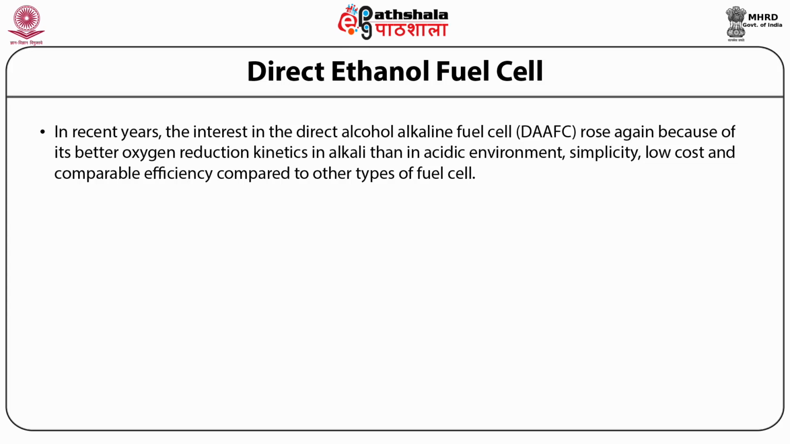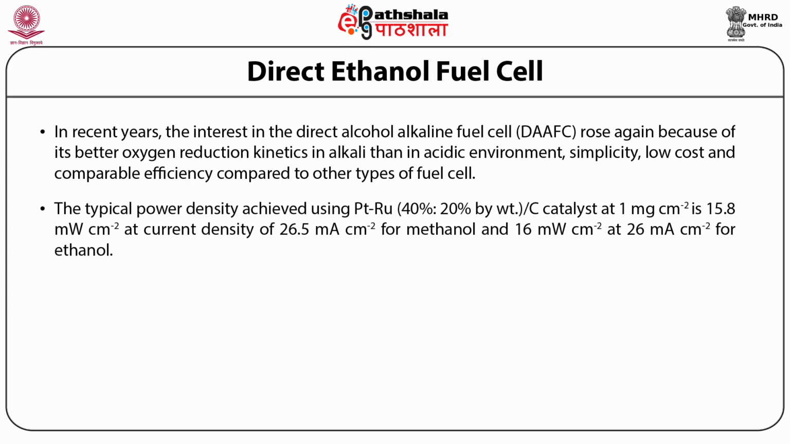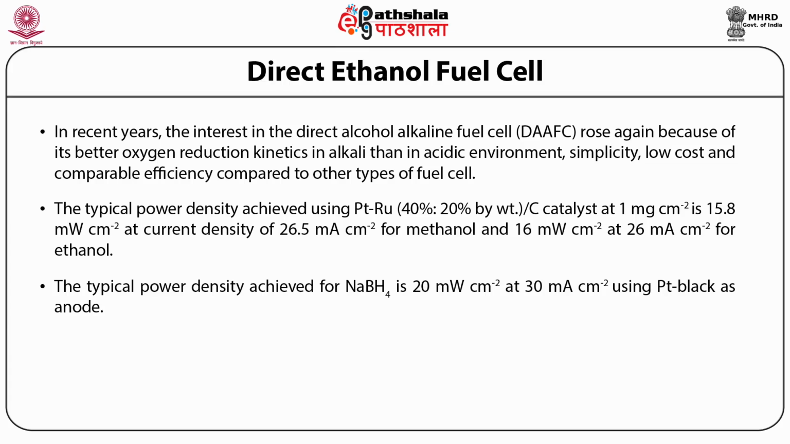It has been reported in literature that the typical power density achieved using PtRu in ratio of 40:20% by weight catalyst at 1 mg per centimeter square is 15.8 milliwatt per centimeter square at current density of 26.5 milliampere per centimeter square for methanol, and 16 milliwatt per centimeter square at 26 milliampere per centimeter square for ethanol. The typical power density achieved for NaBH4 is 20 milliwatt per centimeter square at 30 milliampere per centimeter square using Pt black as anode.